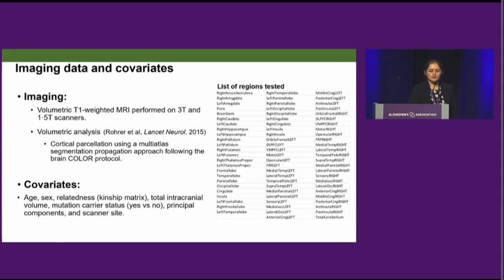So we tested a large number of regions, and here I show the list of regions tested just to give you an idea. The volumetrics were collected by T1-weighted scans performed on 3T and 1.5T scanners. It was a linear regression analysis, and the covariates included age, sex, kinship matrix for the relatedness, total intracranial volume, mutation carrier status, principal components to account for the population stratification, and the scanner site.